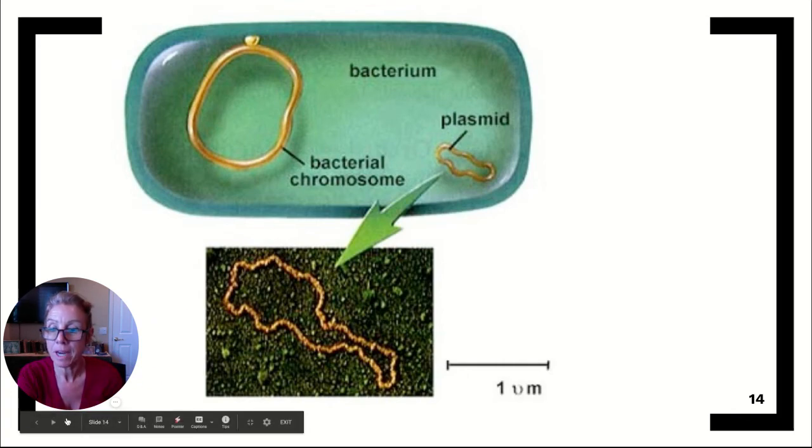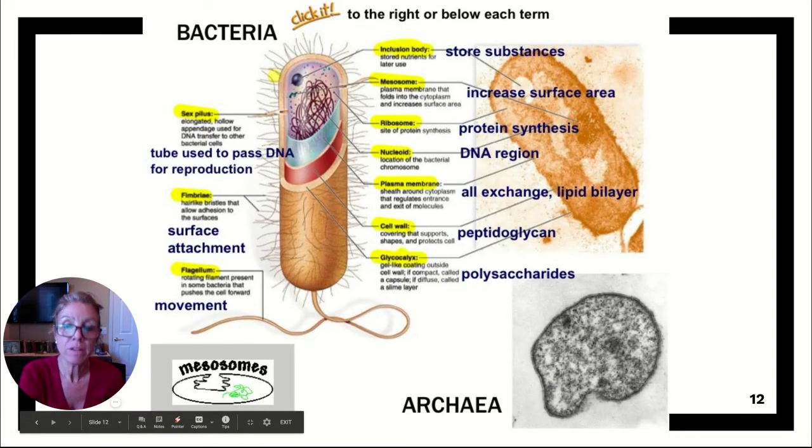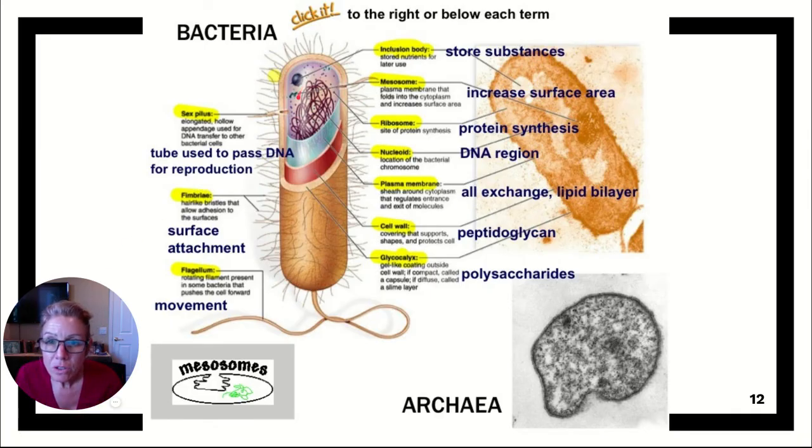Okay, now let me go back to where we were. Next one on there is ribosomes. Ribosomes are like the little dots that you see in there, and those are for protein synthesis. It's right here, protein synthesis.